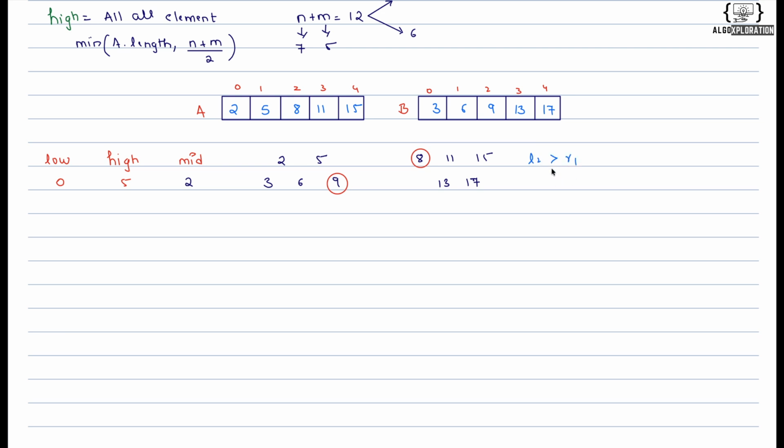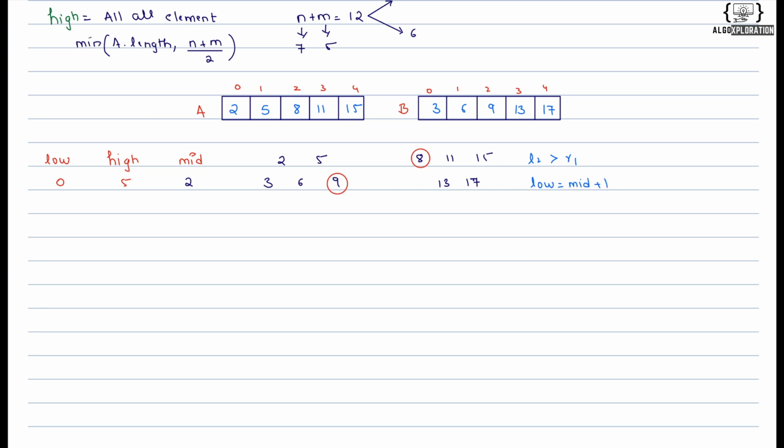If that's the case, what does it mean? That we have taken only 2 elements. Due to that reason, from the array B, 3 elements were present. What if we have taken some more elements from array A? So this 9 would not have come here. So we need to pick more elements from array A. If we need to pick more elements from array A, we need to increase our size. So we need to have low equals mid plus 1.